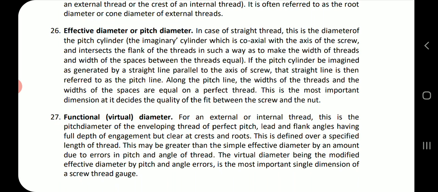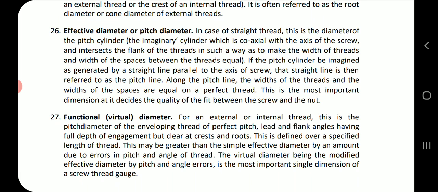If the pitch cylinder be imagined as generated by a straight line parallel to the axis of screw, that straight line is then referred to as the pitch line. Along the pitch line, the widths of the threads and the widths of the spaces are equal on a perfect thread. This is the most important dimension as it decides the quality of the fit between the screw and the nut.